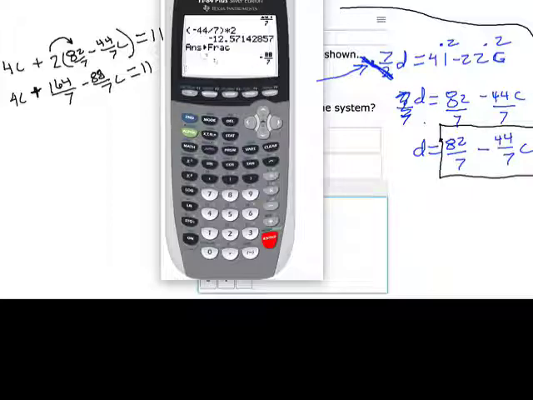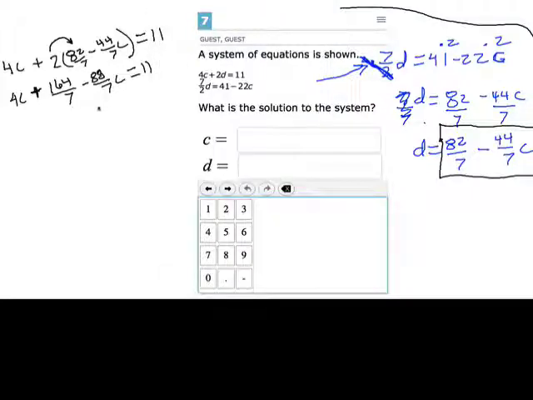Okay, now there's a big chunk here that I don't like. This right here is nuts with the fraction. There's a quick way to get rid of a fraction. To get rid of a fraction, we multiply everything times the denominator. 4 times 7 is 28c plus, the 7s are going to cancel each other out. So we get 164. Again, the 7s are going to cancel each other out. Minus 88c equals 77.